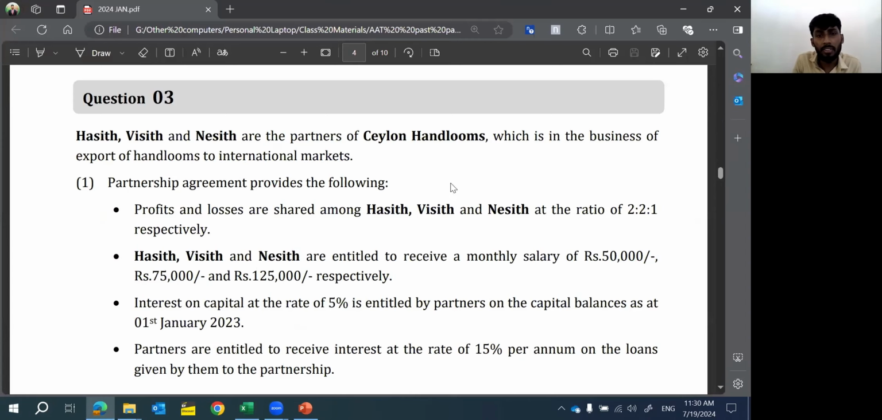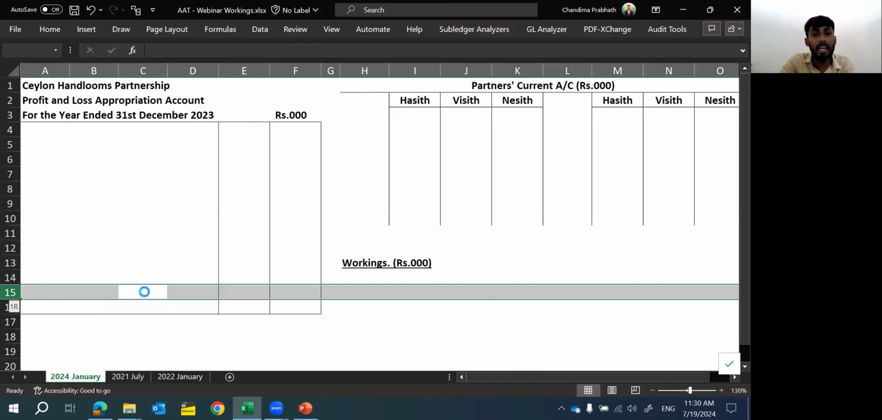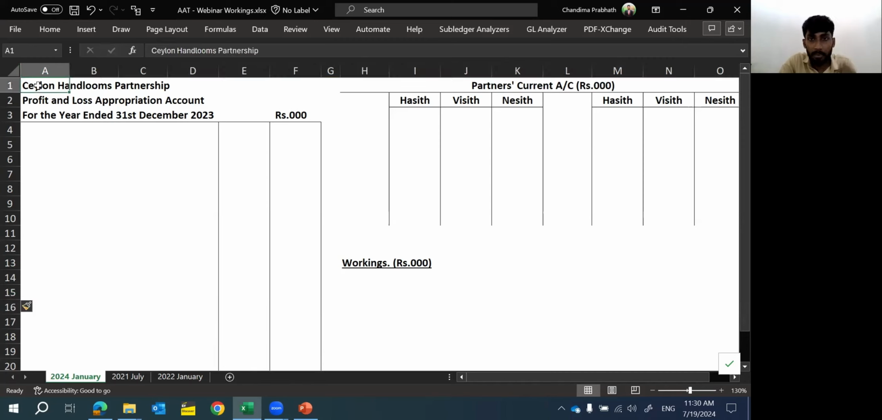First of all, as I told you, we need to look at the partnership agreement, and we know Hasit, Visit, and Nesit are the partners. Here you can see in the answer, I have clearly mentioned the partners' current accounts, Hasit, Visit, and Nesit, on both sides, debit and credit. Even in the profit or loss appropriation account, I have clearly identified the name of the partnership, then the account, and then the period. You need to correctly identify and write these at the examination. Clear?